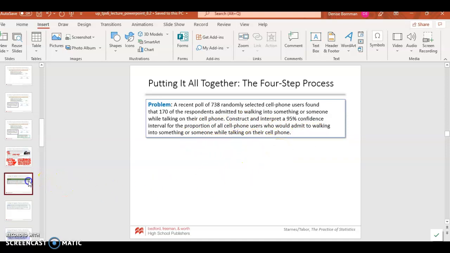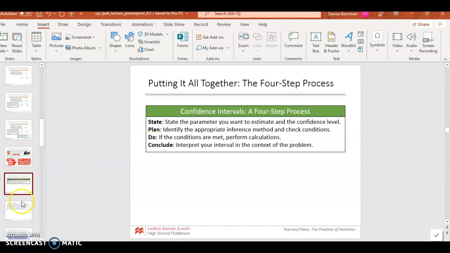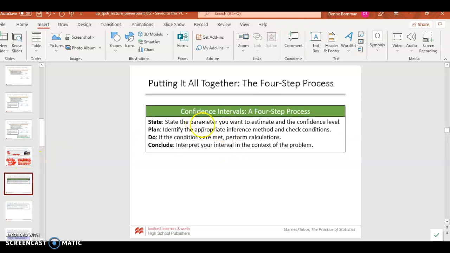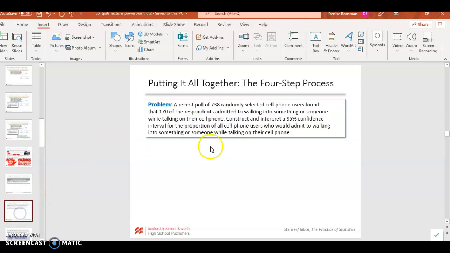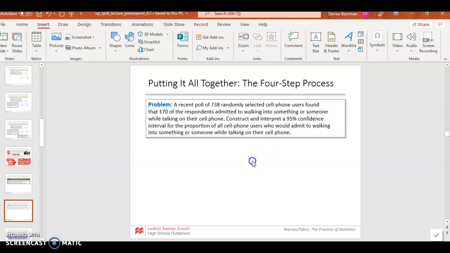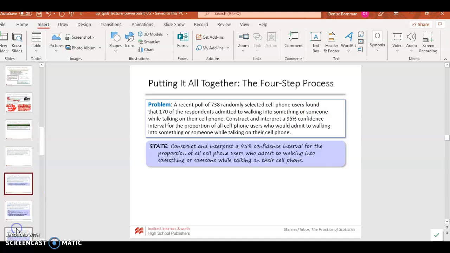Well, in my 4-step process, the first step is state. And the state is right here. Construct and interpret a 95% confidence interval for the proportion of all cell phone users who would admit to walking into something or someone while talking on their phone. This satisfies the state because it has the parameter being the proportion of all cell phone users who admit to walking into something or someone on their phone. And then the level of confidence is also in there. 95% is my level of confidence. So for the state, in this case, the state is literally that last sentence of the problem.